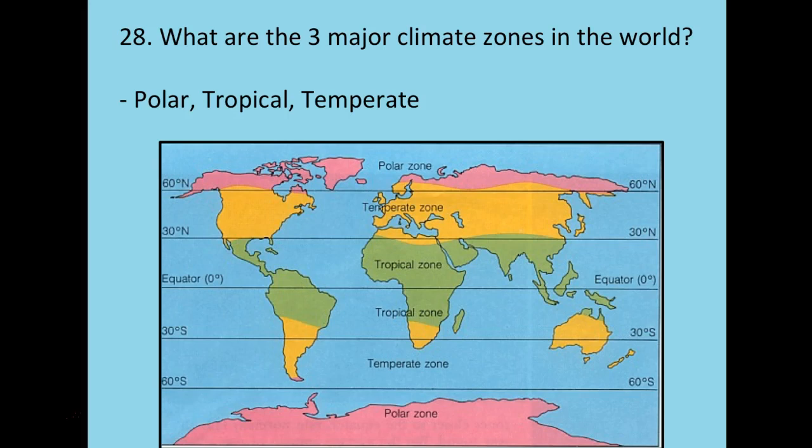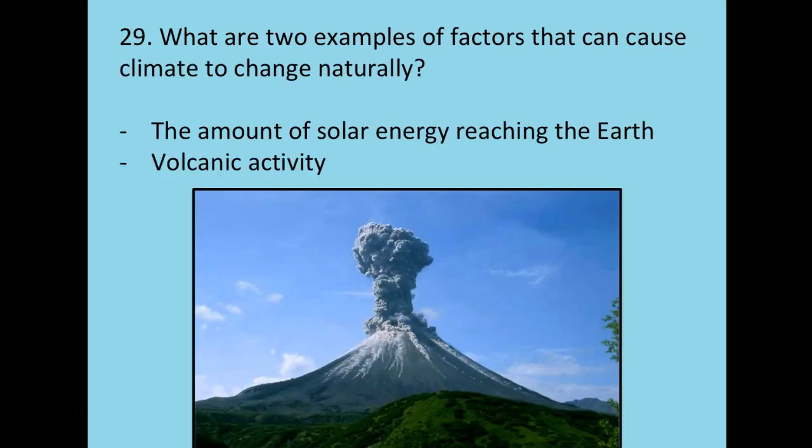What are the three major climate zones in the world? Well, we have polar, so that's the pink areas, tropical, which is right here around the equator, so our equatorial region, and then temperate is the yellow. What are two examples of factors that can cause climate to change naturally? So the amount of solar energy that's reaching the earth, and then volcanic activity. So those are two things that can affect temperatures globally that naturally occur.